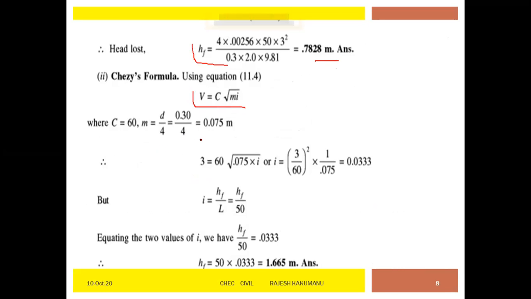Now substituting the values here, we are getting the values. V is equal to C into root of 0.05 into i, where i is equal to 3 by 60 to the power of square into 1.1 by 0.75. That is the value of i. But i is equal to HF by L as per the formula, HF by 50. Now equating the two values, we have HF by 50 equal to this one. Therefore HF value is 1.665 meters. Got it? So like this we have to do by using the Chezy's formula and Darcy's equation.